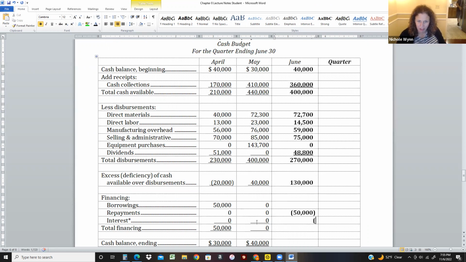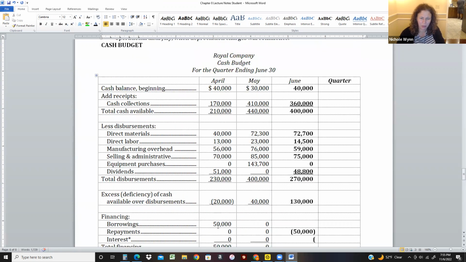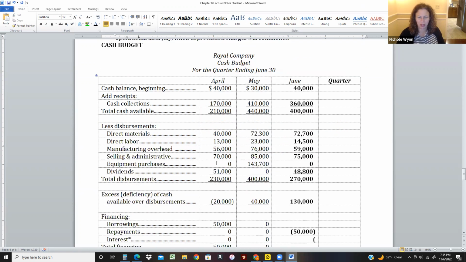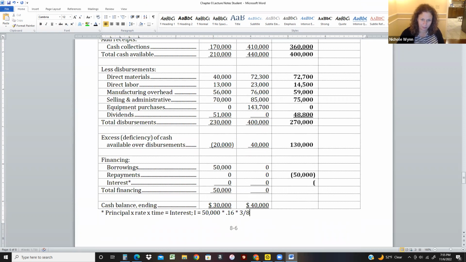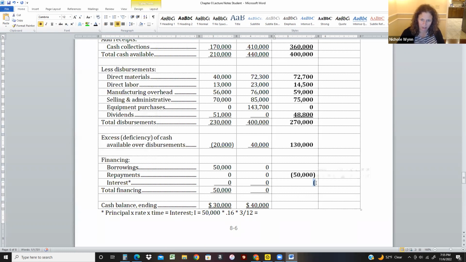So I need to figure out how much interest I owe. And so the formula for interest is down here. I equals PRT. I equals, we borrowed 50,000 times the rate was 16%. And we borrowed the money at the beginning of the month we needed it. So April, May, June, because we're repaying at the end, right? All borrowings occur at the beginning of the month, so the beginning of April, and repayments occur at the end of the quarter. April, May, June is 3/12. So I'll take 50,000 times 0.16 times 3 divided by 12. And it looks like my interest is $2,000.